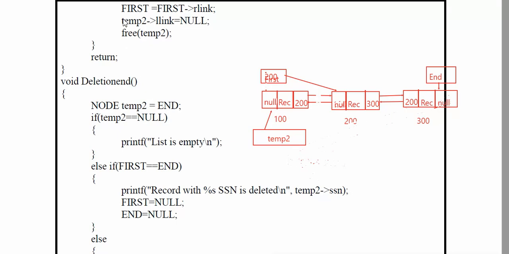So this should be first L link equal to null. So here we have seen that temp2 is equal to first, and first is equal to first R link we have made, and first L link should be made null. That means this is first L link. So there is a mistake here. So first L link is equal to null, and now this has been disconnected here, and free this temp now. And this is the function to delete the first node in the list.